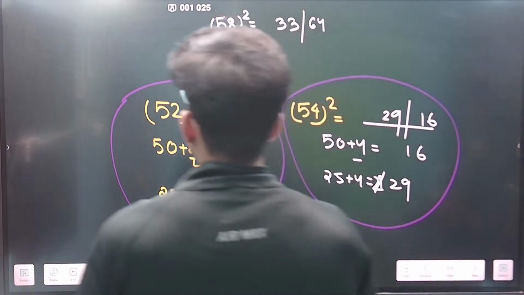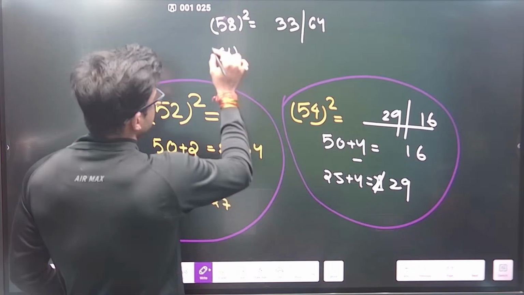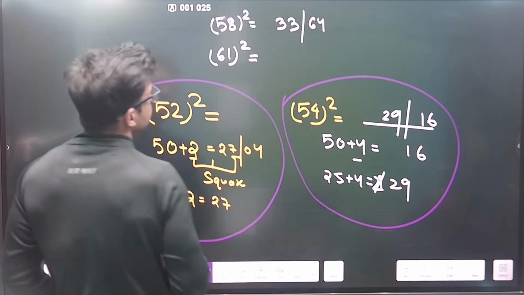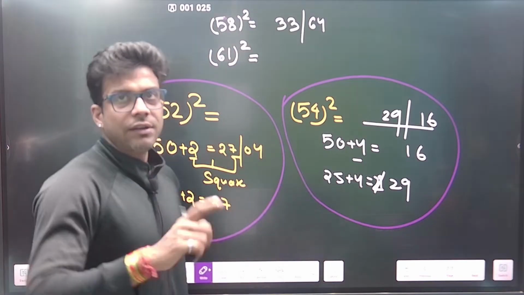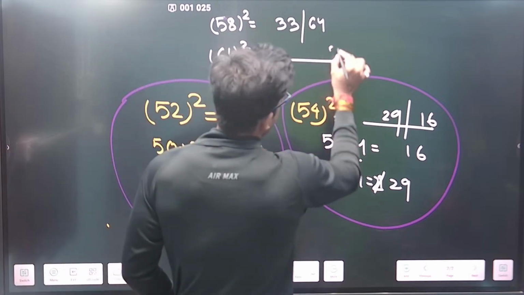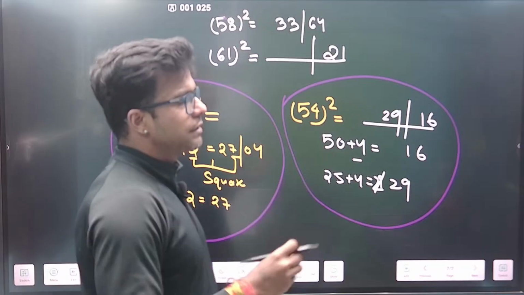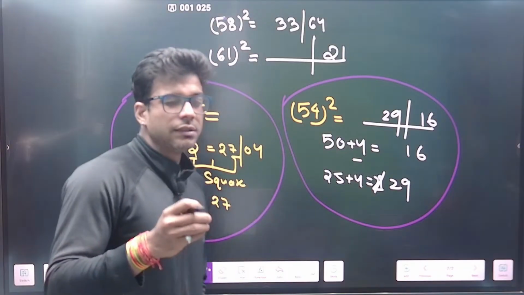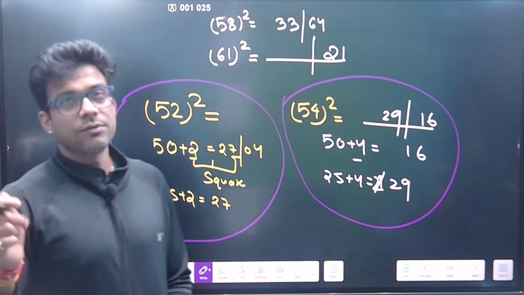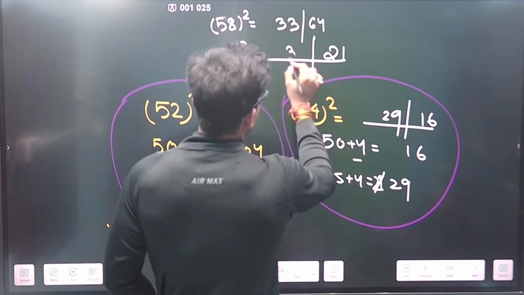Let's go for one more, which is 61 ka square. Now 61 ka square would be what? 50 plus 11, again 121. So write down 21 over here. Now 25 plus 11. 25 plus 10 is 35, 35 plus 1 is 36, and 36 plus 1, because of the carry part, is 37.